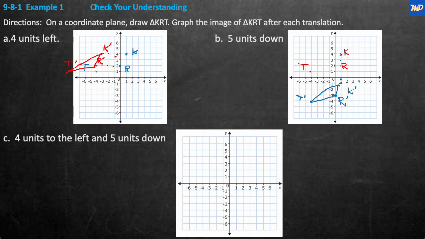Anyways, now 4 units left, 5 down. So that's exactly the same thing, only all on the same graph. So what does that mean it's going to do? We're going to start here with K, R, and T. And we know that this one's going to go off the graph because it's going to go 4 to the left and 5 down. 1, 2, 3, 4, 5. So here's T prime. This time, way down here off the graph. Okay, and this is K. So it's just going to go 1, 2, 3, 4 to the left, and 1, 2, 3, 4, 5 down.